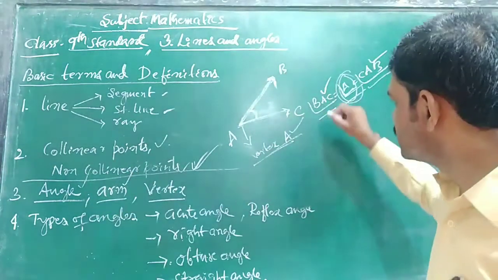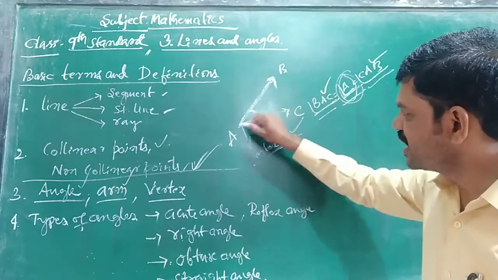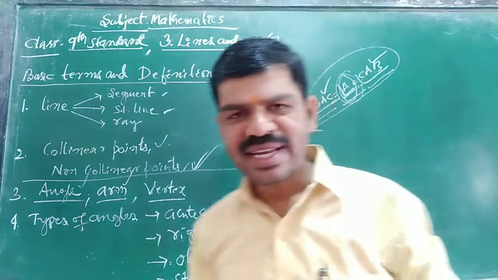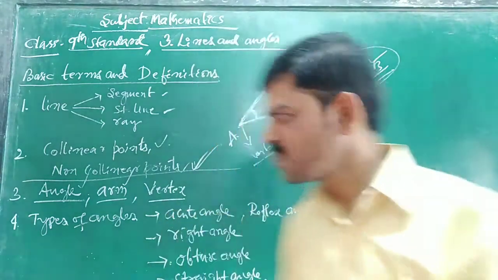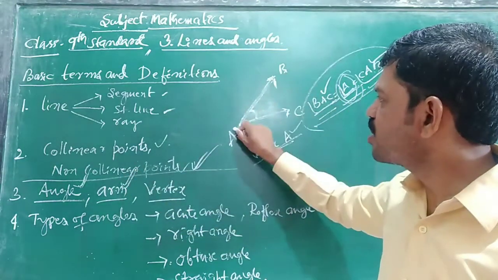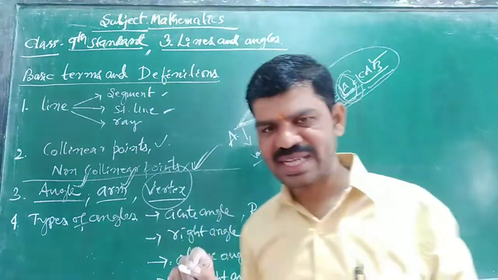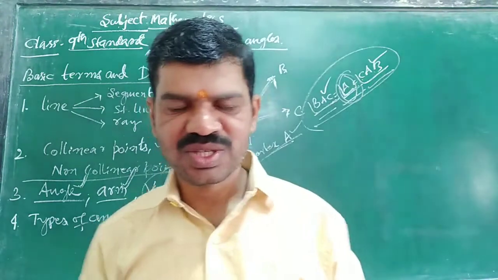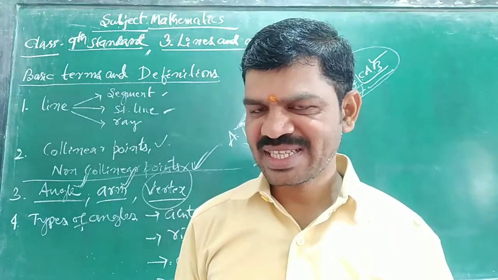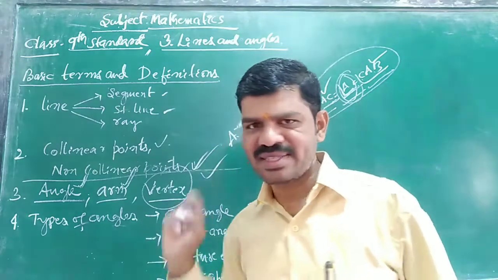Angle BAC, angle A, or CAB. The same angle can be written in 3 ways. Okay, so angle you have understood. AB is one arm and AC is another arm, 2 arms. This is the vertex. So you have understood what is an angle, what is an arm, and what is a vertex. I hope you understood. Okay, now let us see types of angles.